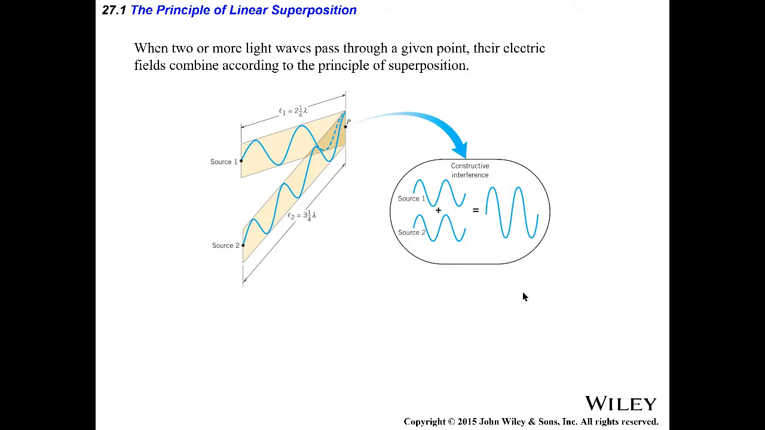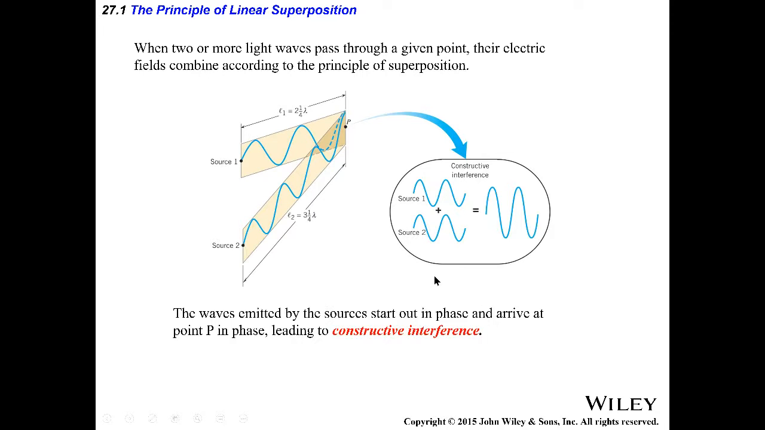Okay. Now, this is constructive. They start out in phase and arrive at the point in phase, leading to constructive interference. And whatever the length, this one is L1, this one is L2. If L1 and L2 only differ by m lambda, it will be constructive.